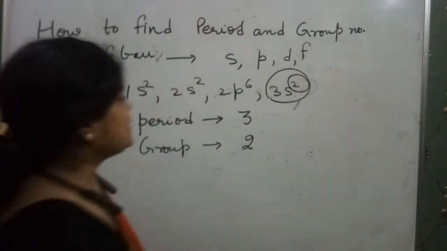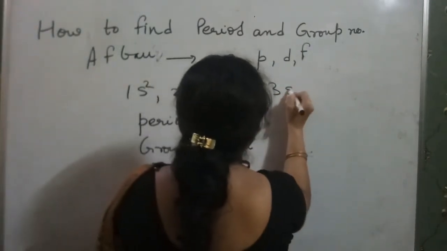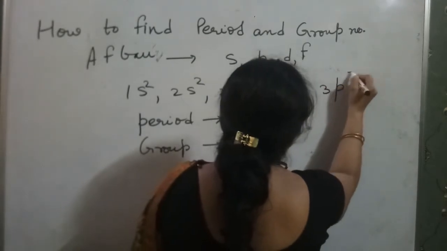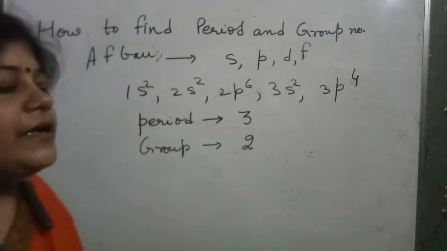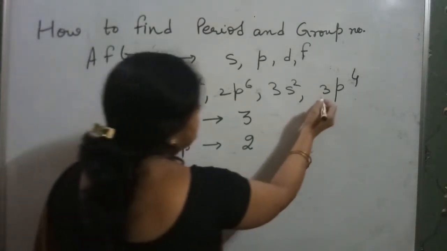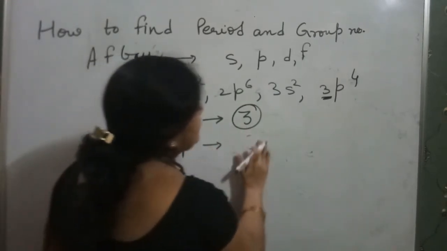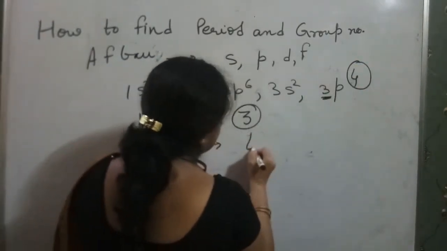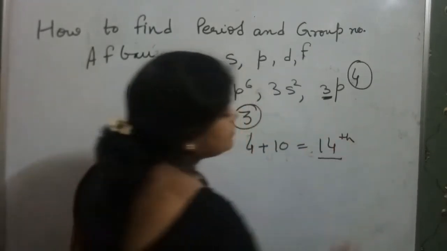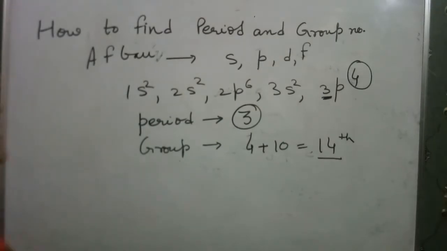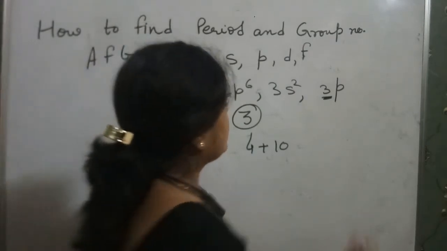Okay. Now for example, if this becomes 3s2, 3p4, then what is the period and what is the group? The period is again 3, and the group becomes 4 plus 10, that is equal to the 14th group. Clear?